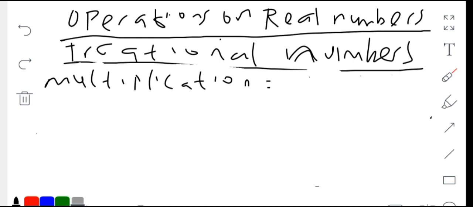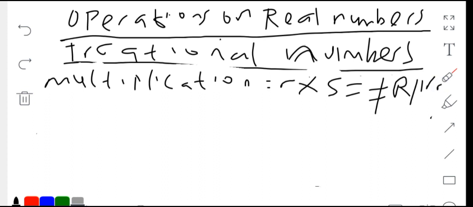So multiplication, same thing too. If R and S are two irrational numbers and they are multiplied together, the result might be a rational or an irrational number. Same thing as what we have been doing. Let's look at an example: 2 square root 3 times square root 3. So we have something like this.